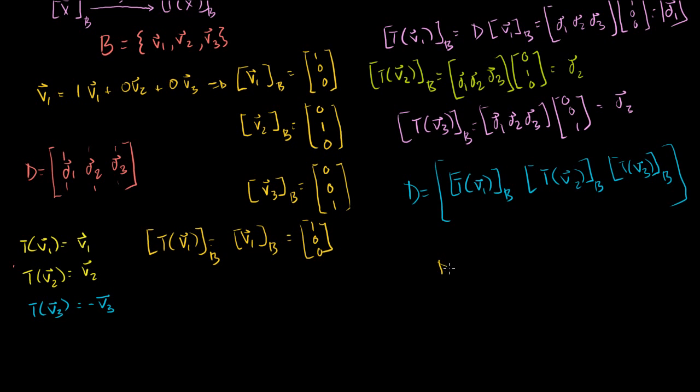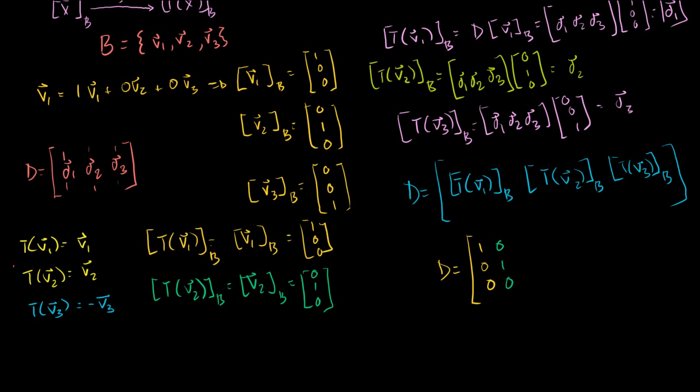So let me write D here. D is equal to, the first column is 1, 0, 0. Then what's the second column? Well, the transformation of V2, B representation, is going to be just V2's B representation, or B coordinates, which is equal to 0, 1, 0. And then one left. And this one's a little interesting one.